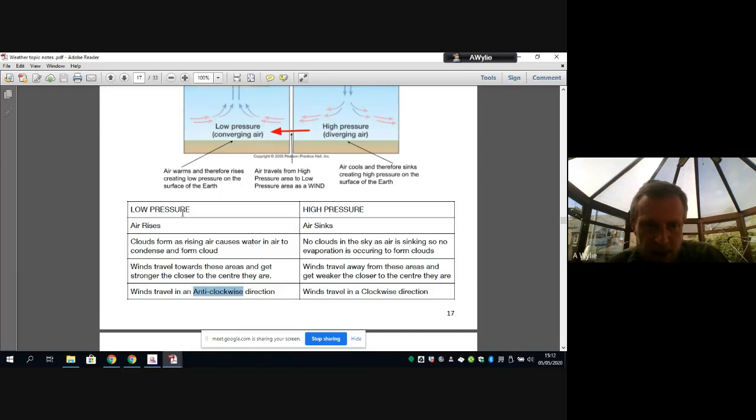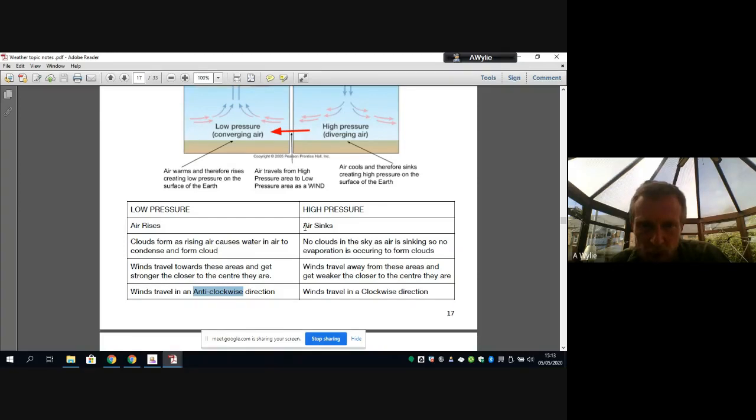I'll explain more about what that means in a second. But if you think about a clock with the hour hand ticking away from midnight all the way around, that would be clockwise. Anti-clockwise is the opposite of that, obviously. And the winds are actually traveling in this large spiral in an anti-clockwise direction.